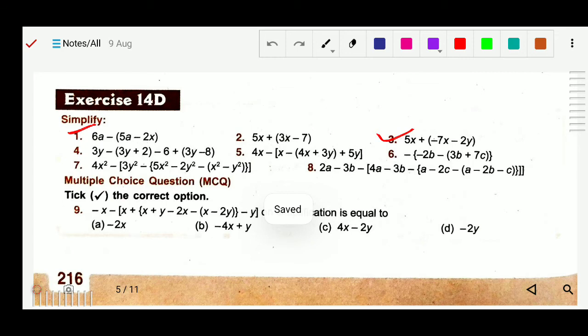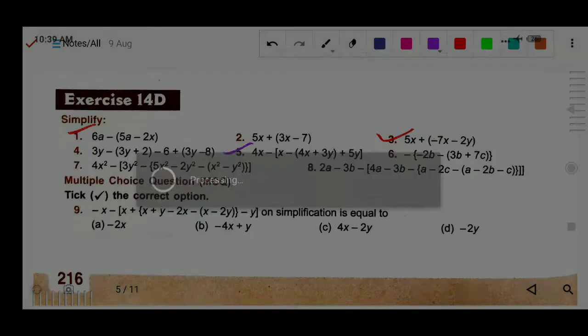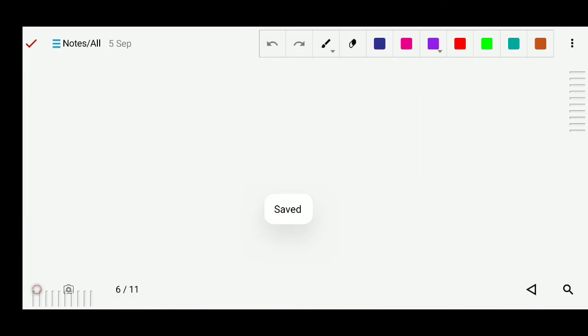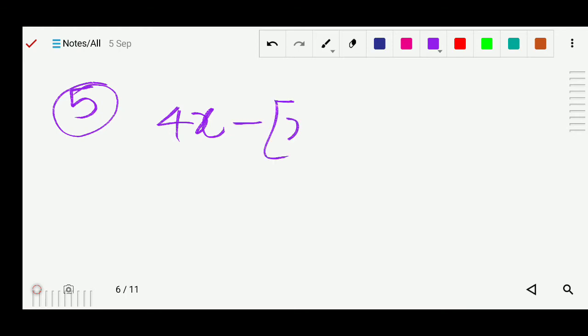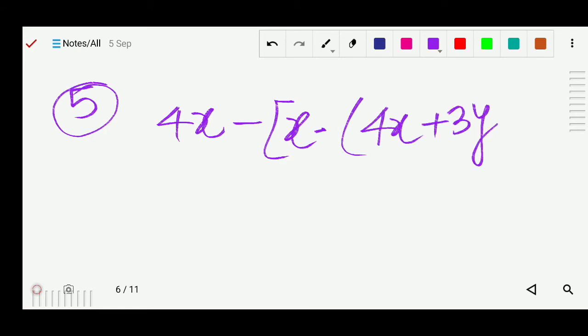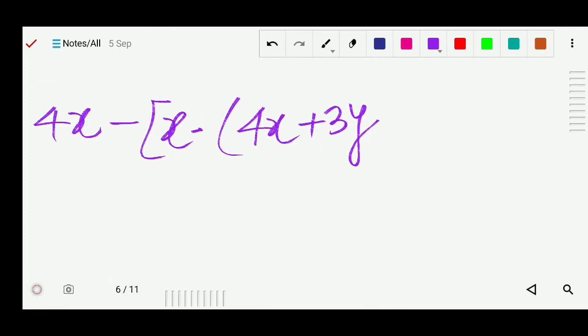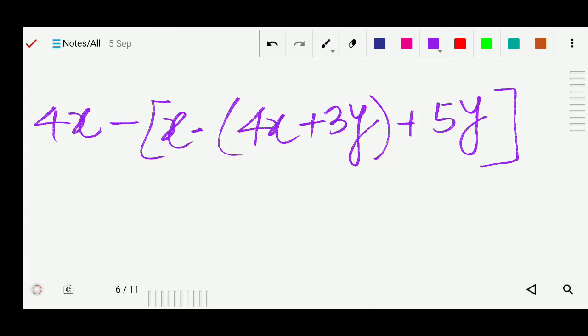Now next question number 5. Okay, let's solve question number 5. Question number 5 is that 4x minus inside bracket, that is the x, minus again 4x, then after plus 3y, then after close the bracket small one, then plus 5y, okay, and close in the bracket.